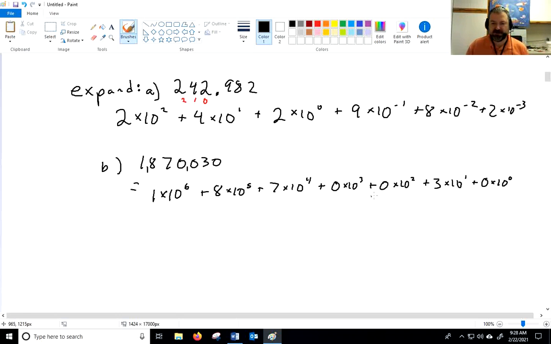All right, and you probably could have left off these 0 times things, and that would have been fine, or left off powers of 1. We know we don't need that, as 10 to the 1 is just 10, and 10 to the 0 is just 1.